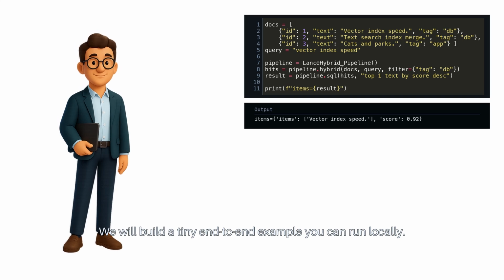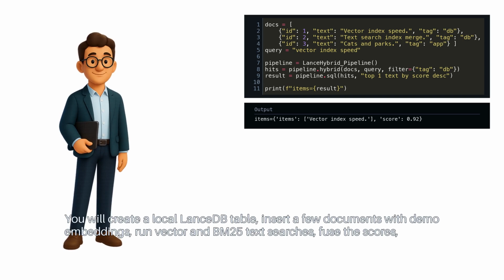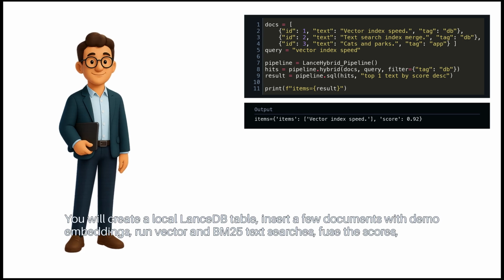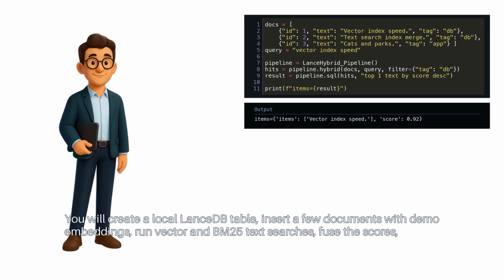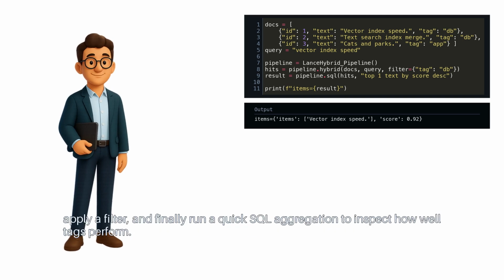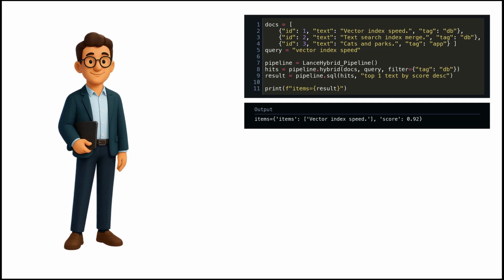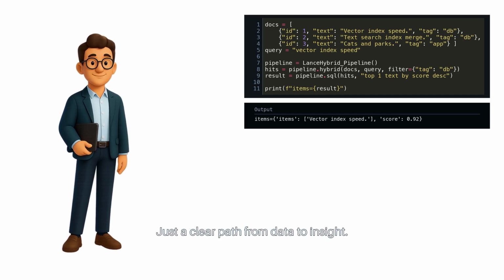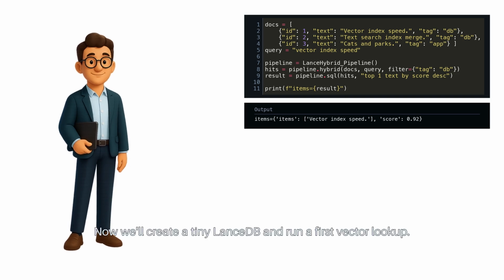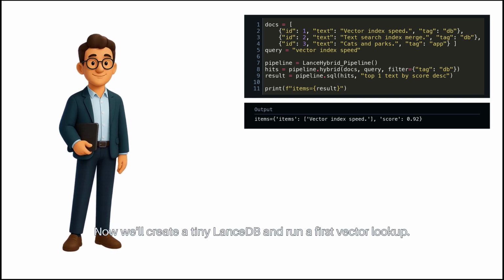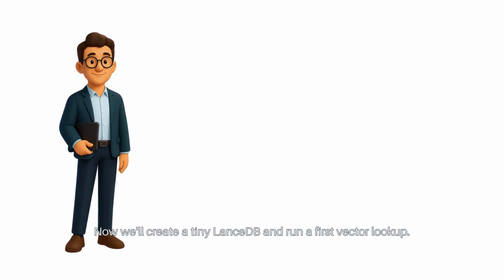We will build a tiny end-to-end example you can run locally. You will create a local LanceDB table, insert a few documents with demo embeddings, run vector and BM25 text searches, fuse the scores, apply a filter, and finally run a quick SQL aggregation to inspect how well tags perform. Nothing heavy, just a clear path from data to insight. Now we'll create a tiny LanceDB and run a first vector lookup.